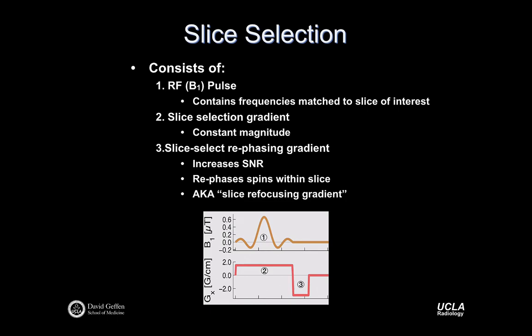We can rephase the spins within that slice using what we call a slice refocusing gradient or slice selection refocusing gradient. And that's this third little bit. And so it may look like, oh, why do I need to bother doing that? But we'll show mathematically where it comes from. And I'll show you a simulation so you can see more clearly why that's a really useful thing.